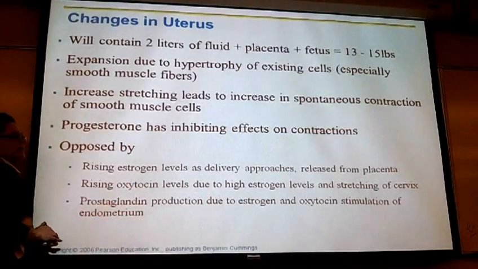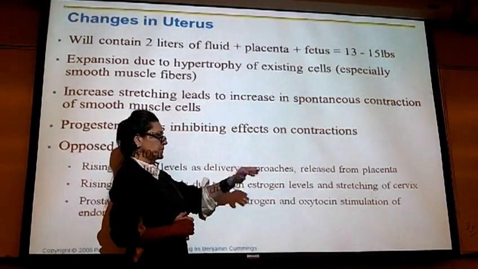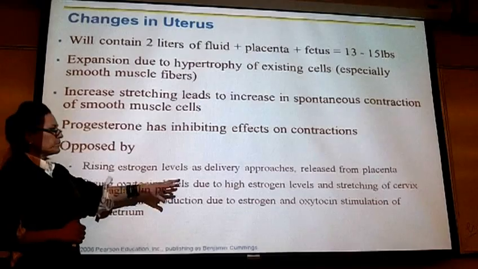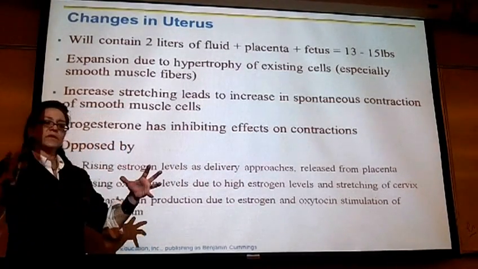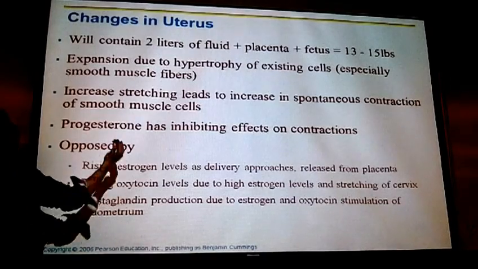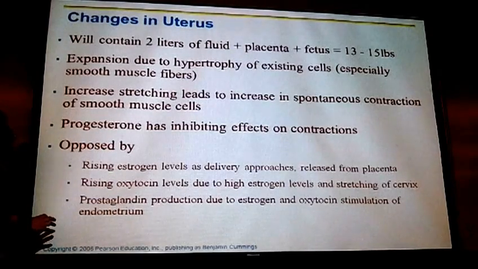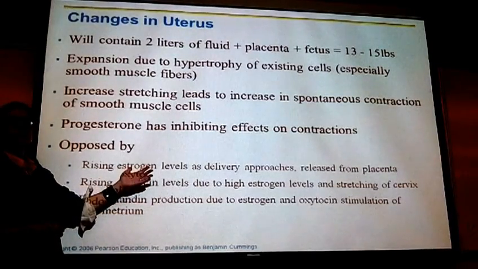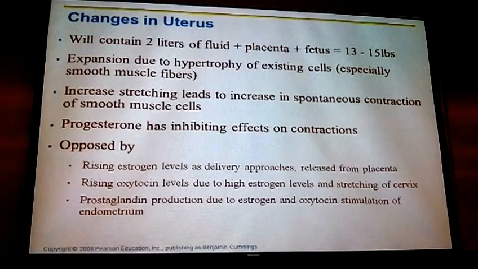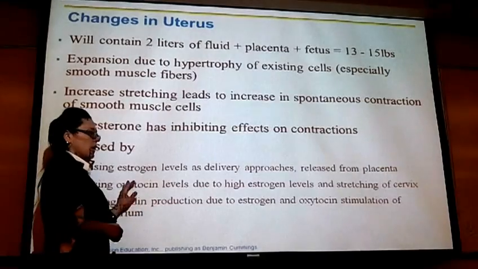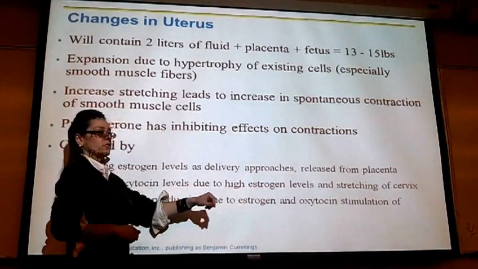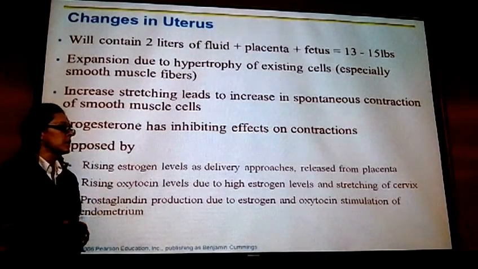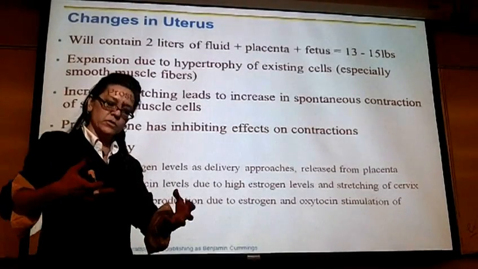Oxytocin levels will start to rise because the estrogen levels are rising. High estrogen levels are going to trigger oxytocin levels to start to rise. And the stretching of the cervix. As the cervix stretches, that sets up a reflex that goes up to the hypothalamus and causes it to make more oxytocin that's released from the posterior pituitary. Right, posterior pituitary. I gotta review my hormones. So that's going to cause oxytocin levels to increase, the stretching of the cervix. And we said the cervix starts to stretch because relaxin coming from the placenta starts to increase. And as all that weight sits on the cervix, it will start to stretch as well.